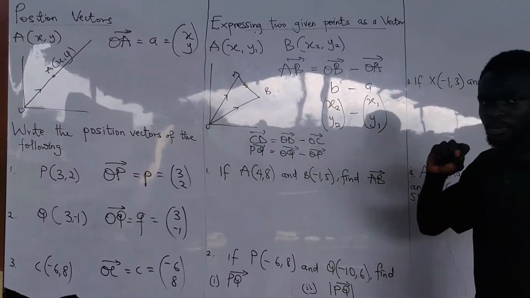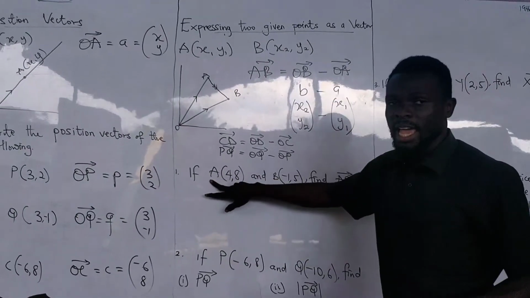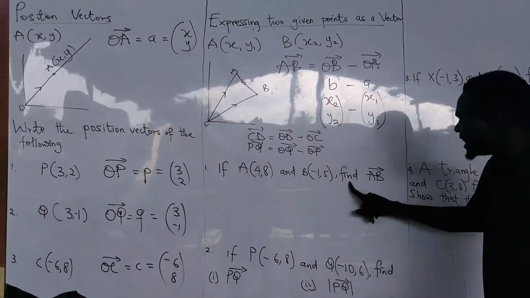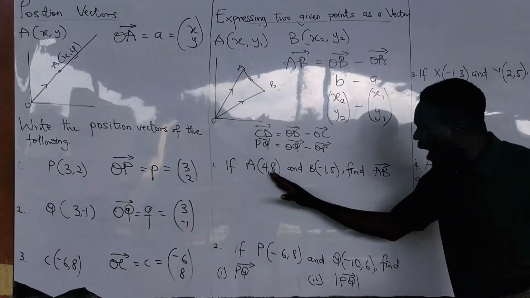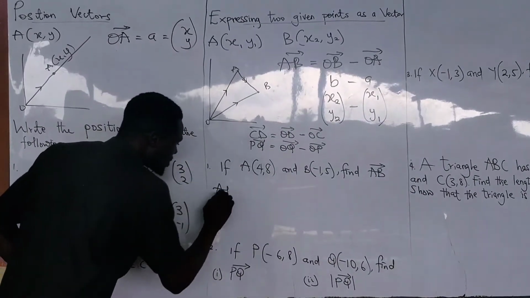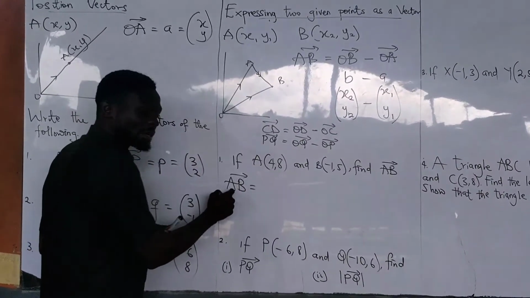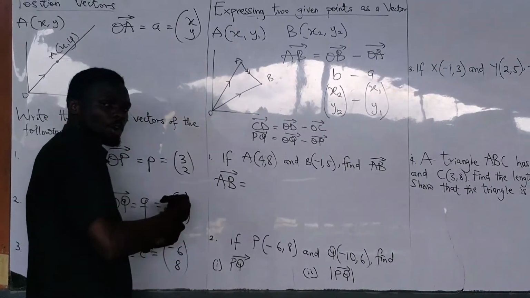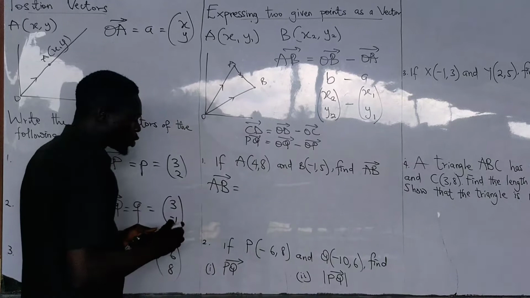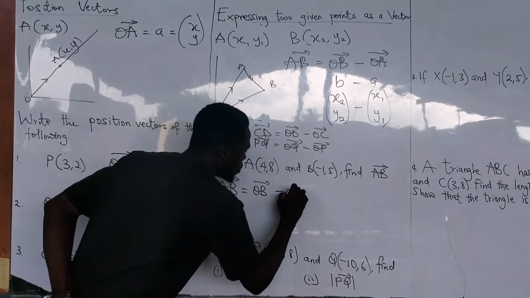So let's take the first question. If the point A, this is a point, not a vector, is 4, 8, and the point B is negative 1, 5, find vector AB. So these are points, and we have to express it as a vector. To solve this, the vector AB is equal to, we are going to subtract the first point from the second point. What is the first point? A. What is the second point? B. So we are going to say vector OB minus vector OA.